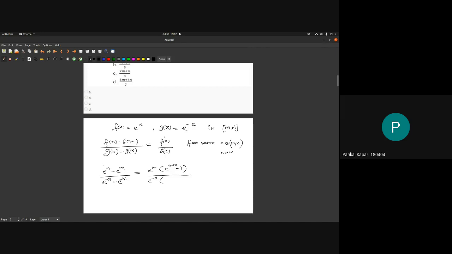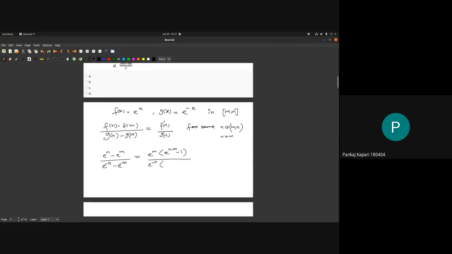Now, what is f of n? Can someone tell me? See, f of x is e to power x, so f of n is e to power n, right? And f of m is e to power m. Similarly, g of n is e to power minus n, and g of m is e to power minus m. Okay. So from this equation which you are seeing, you just have to find the value of c. You just solve this equation, you will get your value of c. So now we are solving this equation.